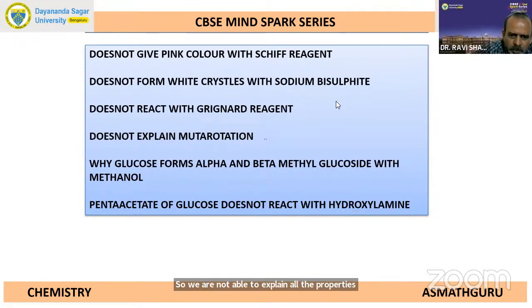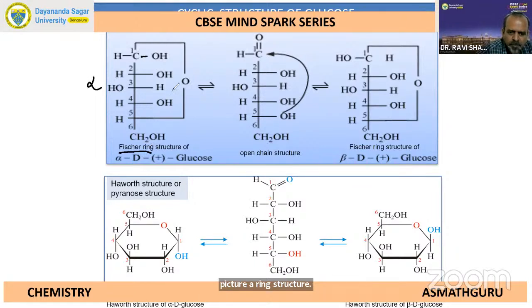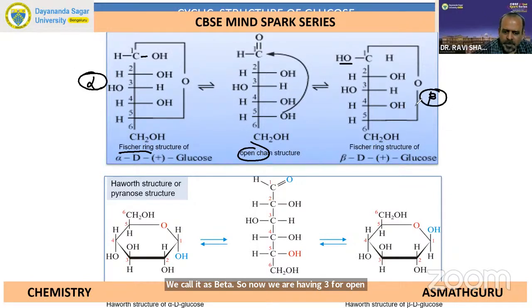So scientists have proposed a few more structures of glucose, and these structures are known as Fischer ring structures. If OH is present on the right side, we call it alpha, and if OH is present on the left side, we call it beta. So now we are having 3 forms: open chain form, alpha form, beta form.